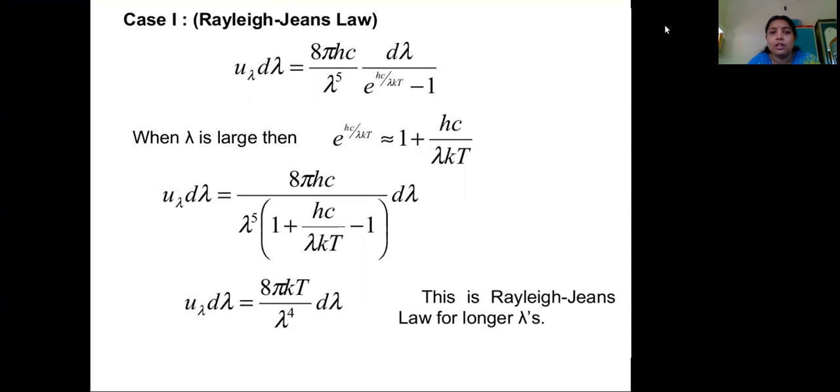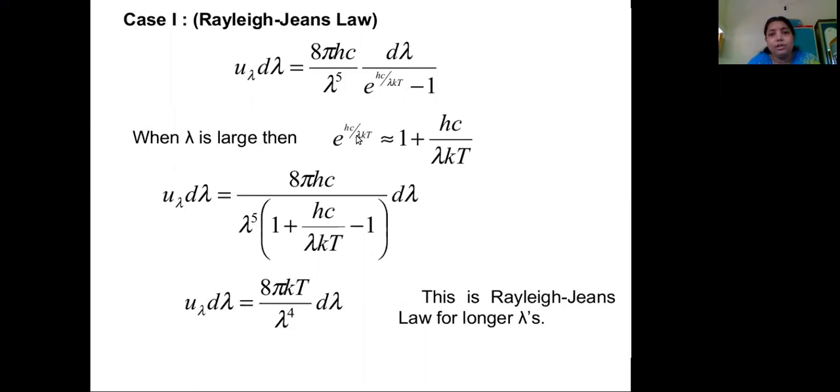Case one first, the Rayleigh-Jeans law. So, u lambda d lambda is given by this relation. Now, Rayleigh-Jeans law, as we have already heard, is valid in the large lambda region. If lambda is very large, then we can say that hc by lambda kT is very small.